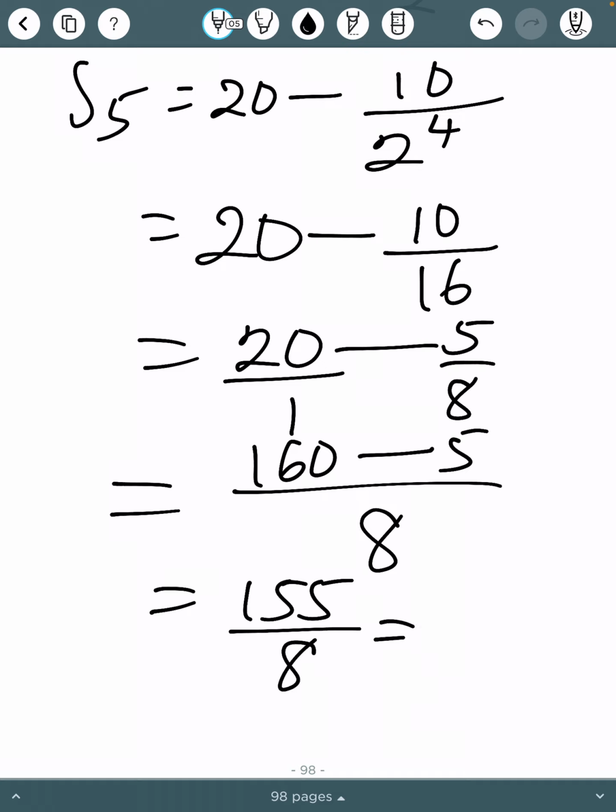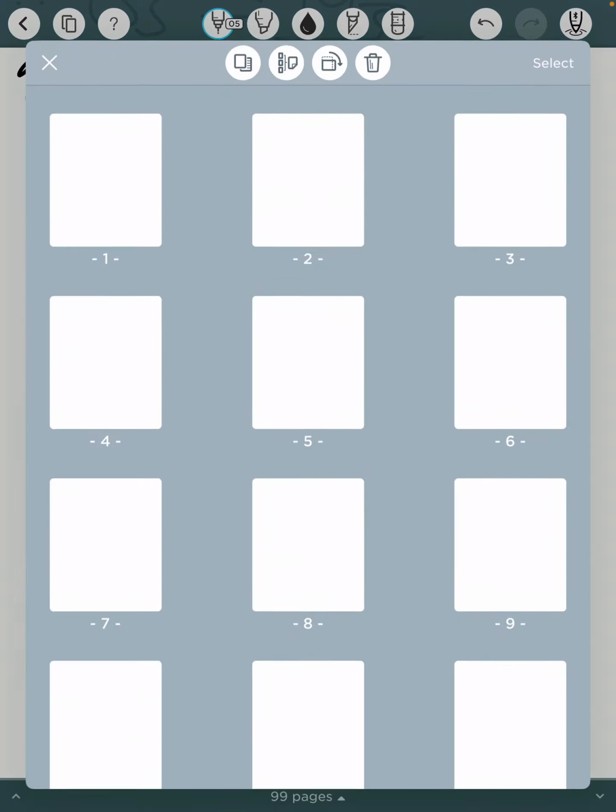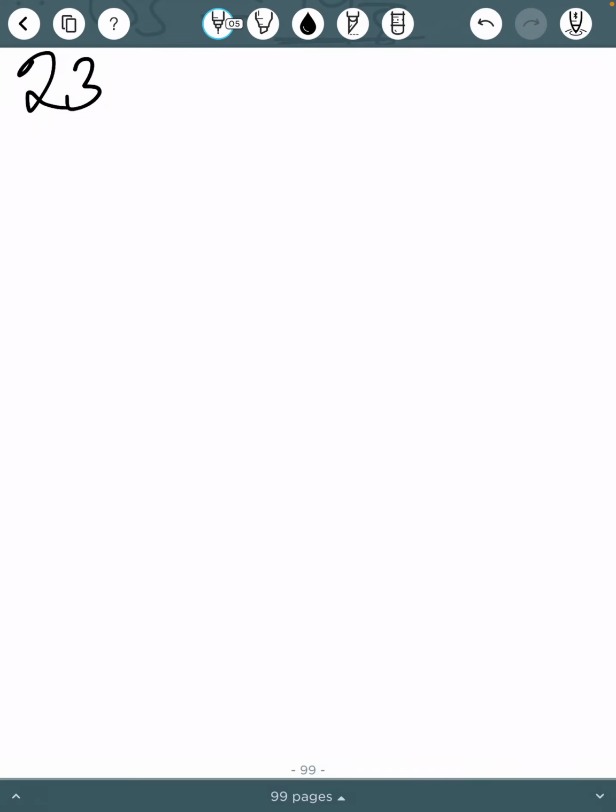155 over 8 gives 19 whole number 3 over 8. So that means the sum of the first 5 terms of that sequence is 19 whole number 3 over 8. Let us keep that there for number 23a. Now for question 23b.